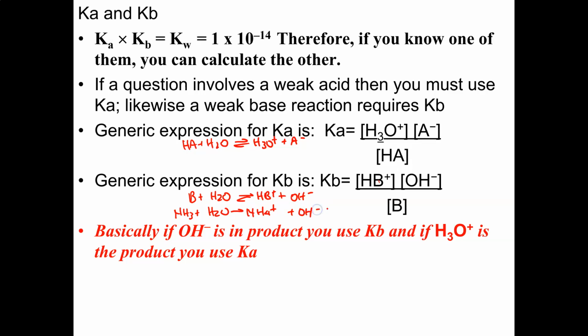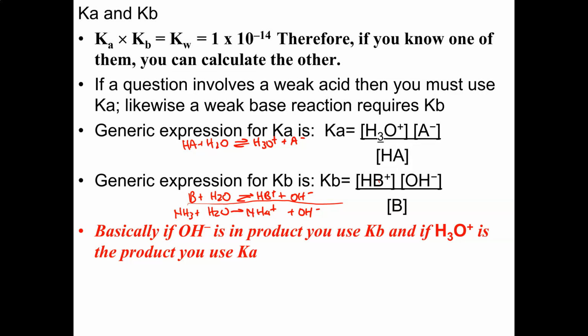So that's what it looks like realistically, right? Why do we want to remember it this way? Because it's easier to keep track of generalities that way. So basically, OH is in the product. You have a Kb question, H3O on the product, you have Ka. Really easy way to figure it out.